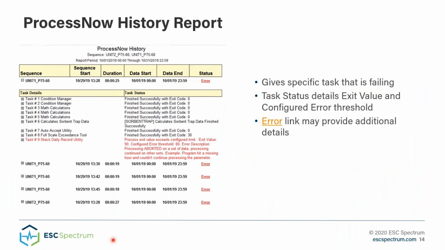So given a specific task that is failing, the task status details show the exit value and configured error thresholds. You're going to see that when you look at these tasks, which ones are failing. It's going to say something like here, it says exit value 90, configured error threshold 80. We're going to look at that in the next slide, and what that might mean. So that can be useful information.